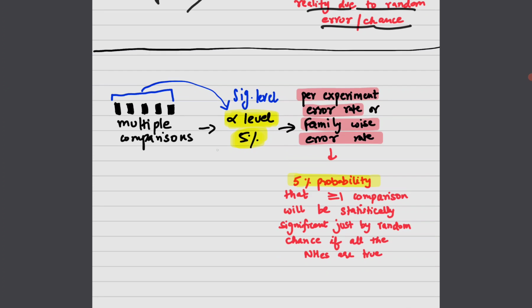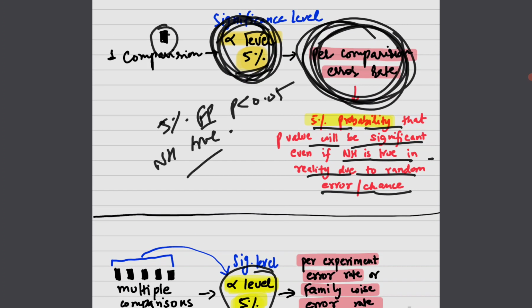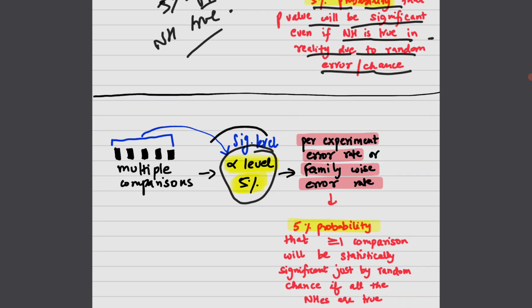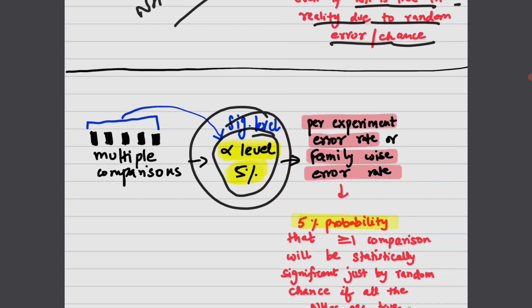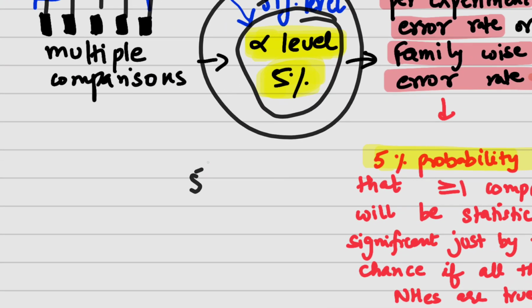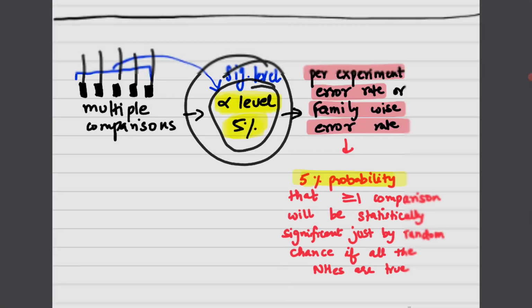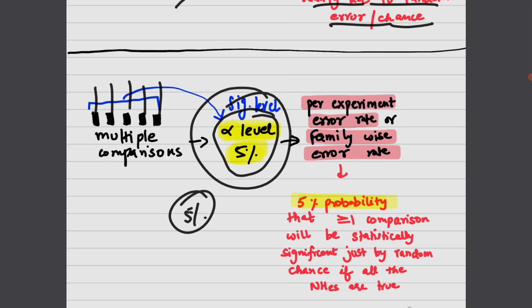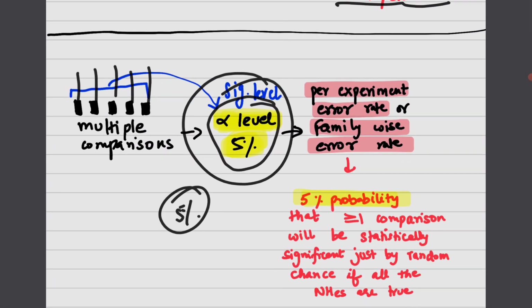And when I am doing multiple comparisons, the interpretation of this alpha level changes. The interpretation of alpha level is pretty straightforward when I'm doing a single comparison. When I'm doing multiple comparisons, the alpha level in each of these comparisons is 5%. It means that 5% of these experiments could be statistically significant. Okay, so that is the interpretation of 5%.